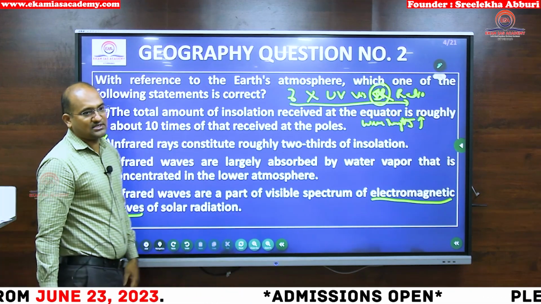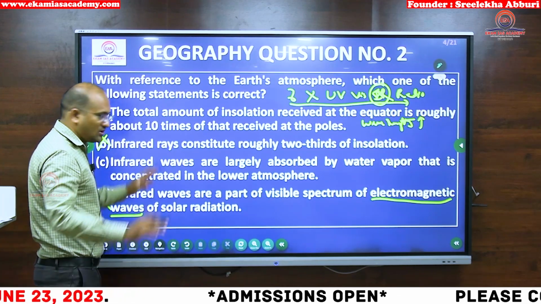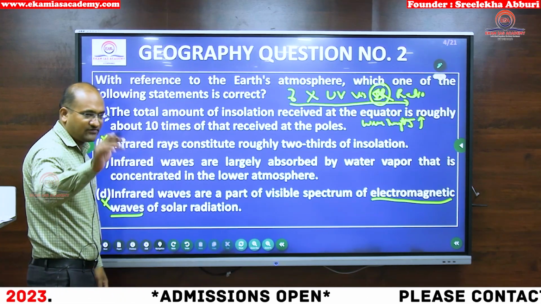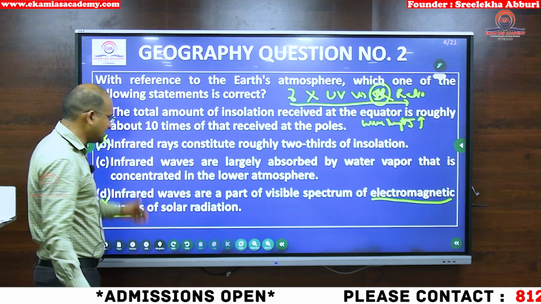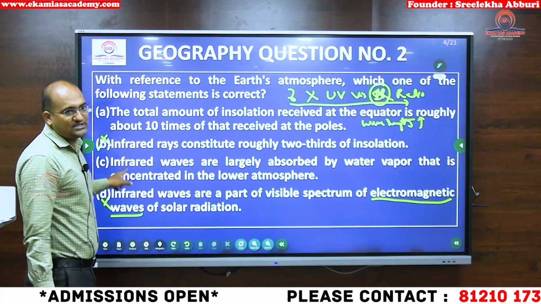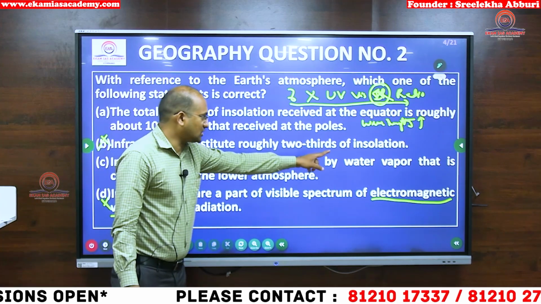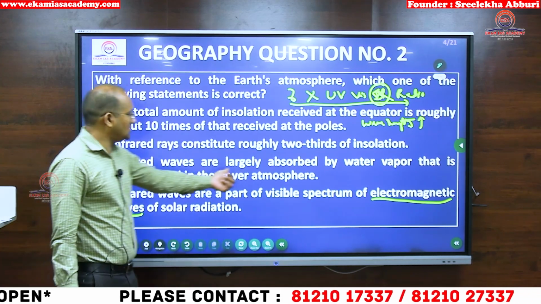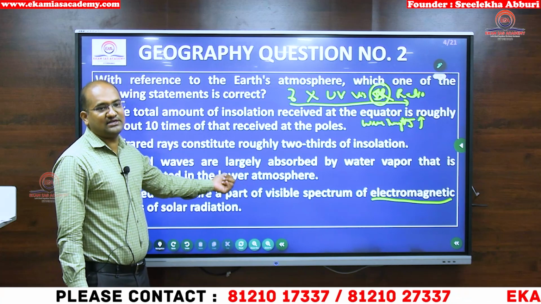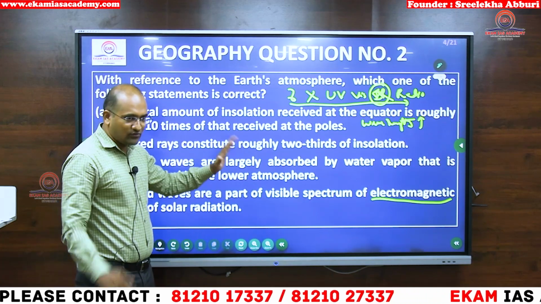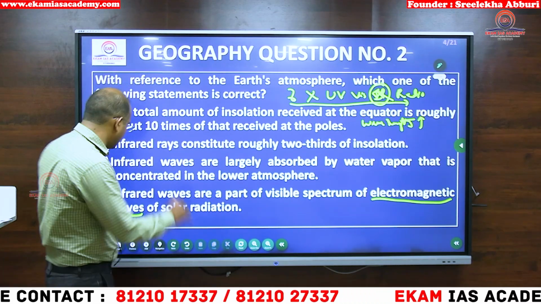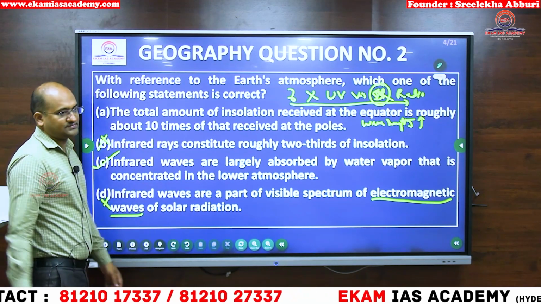So, how do we answer this question? Now, you have to use your basic common sense. Again, if you study NCERT textbooks properly, this statement is directly given there. Infrared waves are largely absorbed by water vapor that is present in the lower atmosphere. This is a direct statement from NCERTs. If you have gone through NCERTs properly, you can answer, this is the right answer.